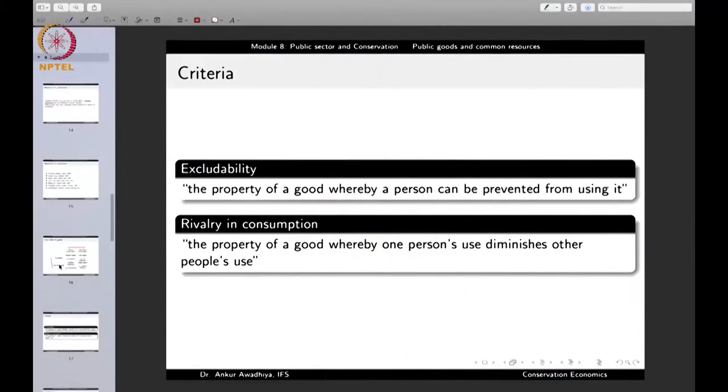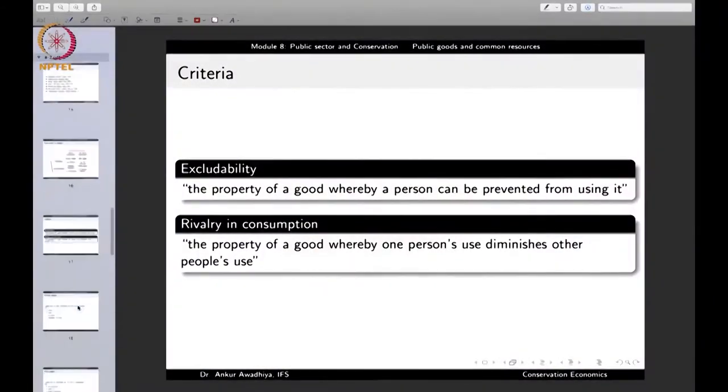The other criterion is rivalry in consumption, the property of a good whereby one person's use diminishes other people's use. So when we say rivalry in consumption, it means that if I consume the good, then you have less quantity or less quality of that good available for consumption. A good example again is forests. If I cut down a tree and take the timber away, then that timber is not available for your use. So it is a rival in consumption. If I use more, you get less. If you use more, I get less. So that is rivalry in consumption.